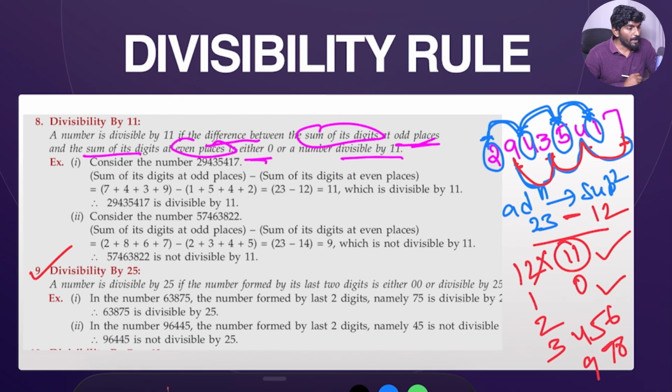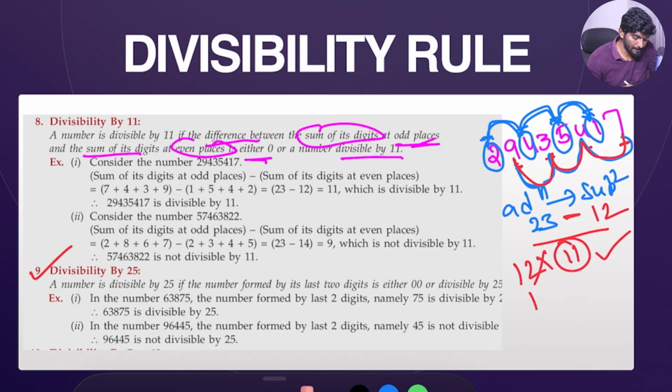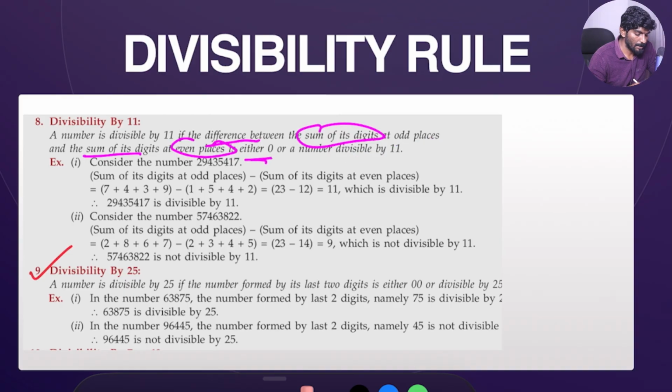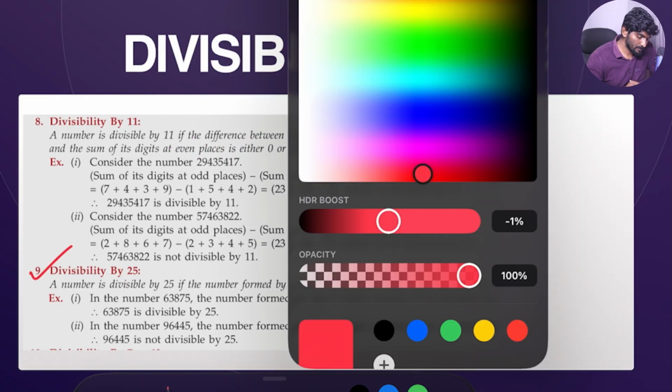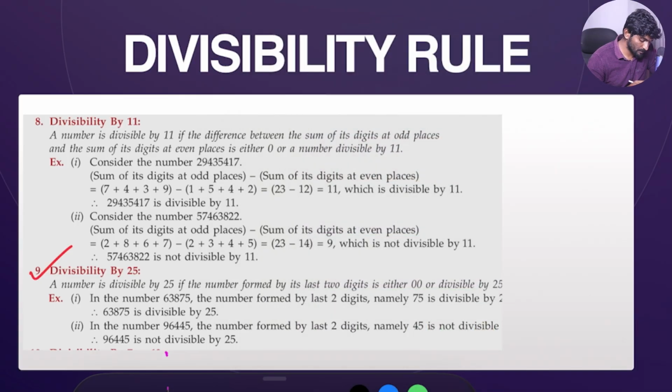Divisibility rule of 25. What do we have to do? We think it is very simple, but sometimes it consumes our time in examination. So let's talk about the divisibility rule of 25. A number is divisible by 25 if the number formed by its last two digits is either 00 or 25. This is the only rule. You need not calculate.